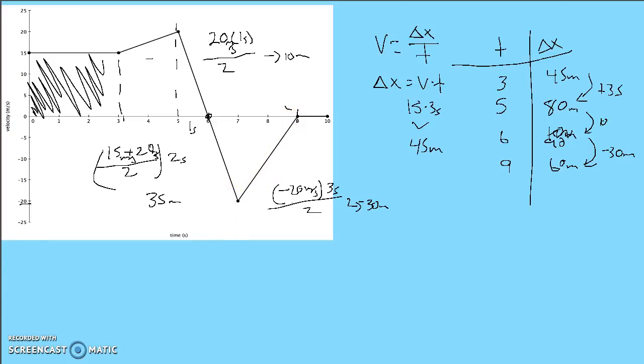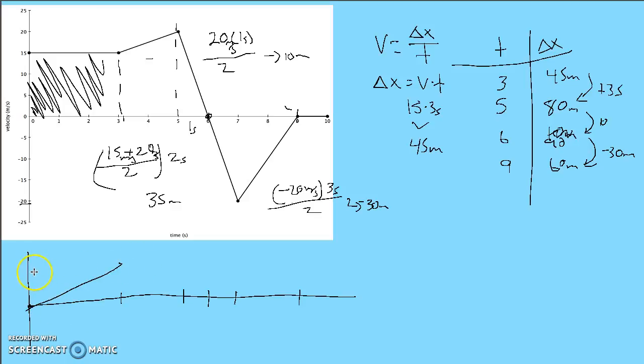So we're going to go ahead and sketch a graph to go with this. And it's not going to be exact, just going to be a sketch. I'm going to kind of mark out the key points here. Okay, so the first part, we have some positive constant velocity. We started at 0, and at 3 seconds, we'd gone 45 meters. So it's going to look like this.